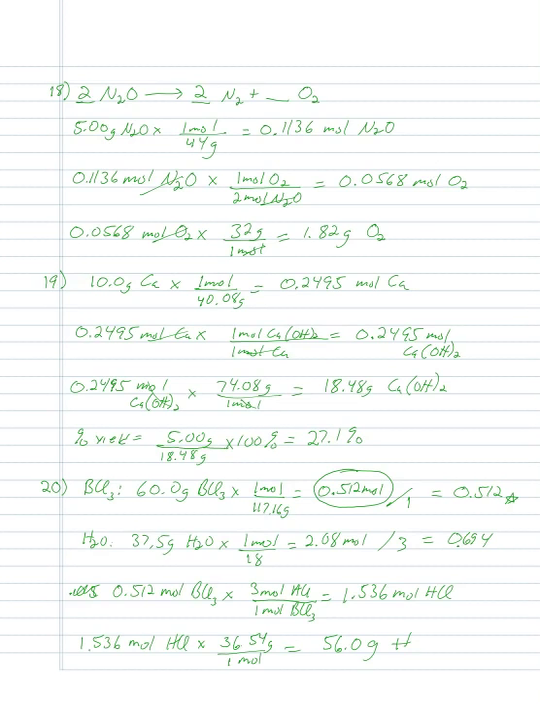Okay, so now we've done grams to moles. Now we do a moles to moles calculation. So we take 0.512 moles of BCl3 times 3 moles of HCl, because we're trying to figure out how much HCl we expect to get. And that's per 1 mole of BCl3.